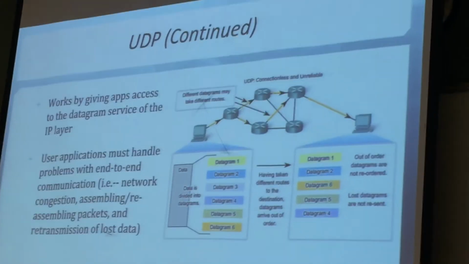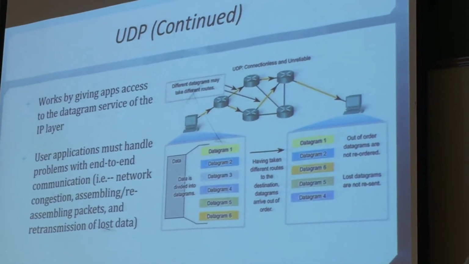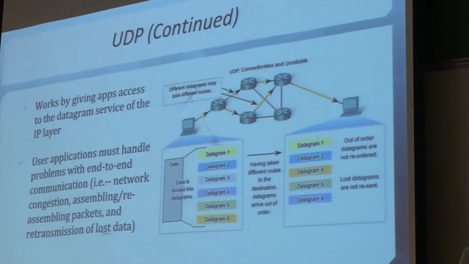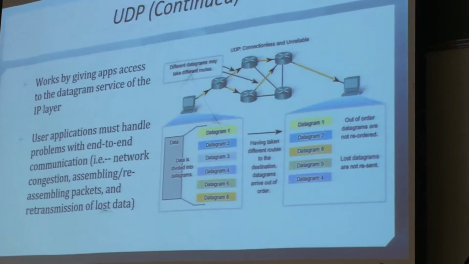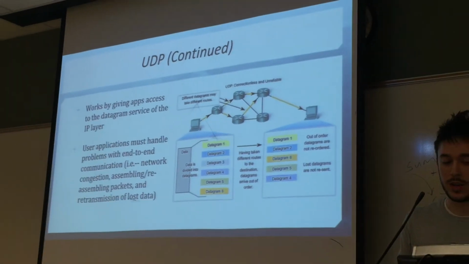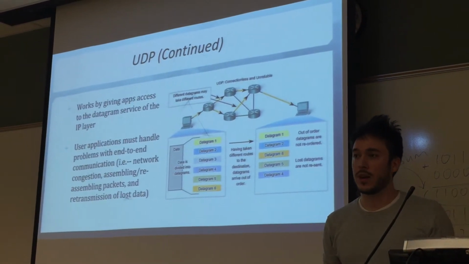Okay, so UDP works by giving apps access to the datagram service of the IP layer. User applications must handle problems with end-to-end communication, such as network congestion, assembling, reassembling packets, and retransmission of lost data. So if you want to handle any of that, you have to build it into your application, while TCP handles all that on its own.